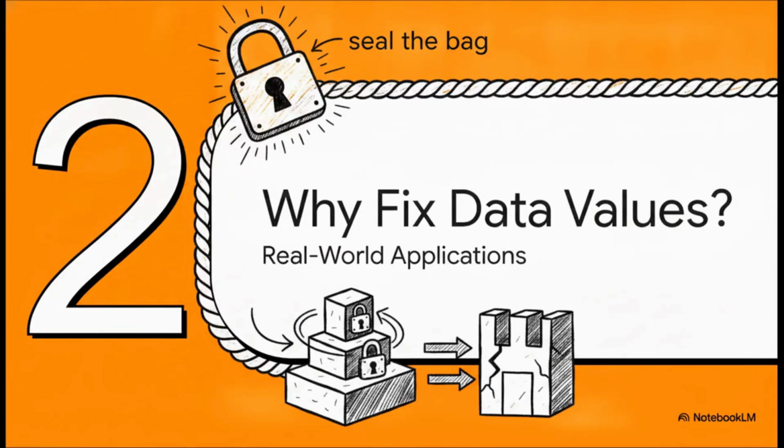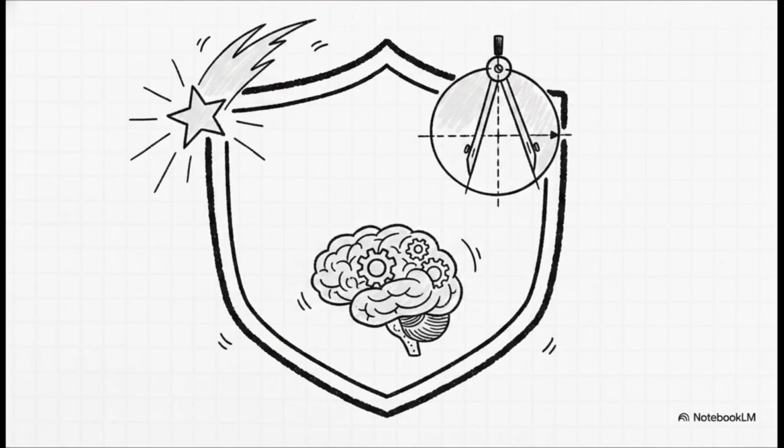Let's look at Section 2, why fix data values. The answer really lies in real-world applications. When you're writing complex software like calculating physical movements in a video game engine where you need the exact speed of light, or maybe you're doing heavy mathematical computations that rely on the exact value of pi. Or think about machine learning algorithms. They have a learning rate, usually called alpha, that dictates how the model actually learns. These are universally fixed values.